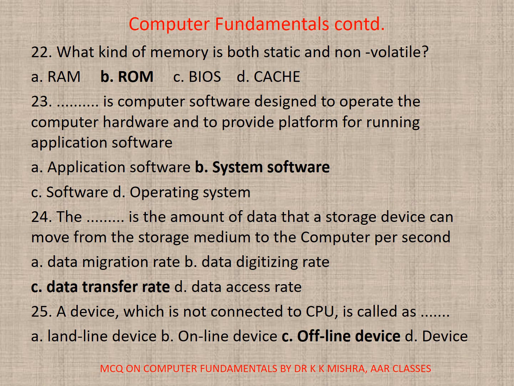22. What kind of memory is both static and non-volatile? A. RAM. B. ROM. C. BIOS. D. Cache. Correct option is B. ROM.